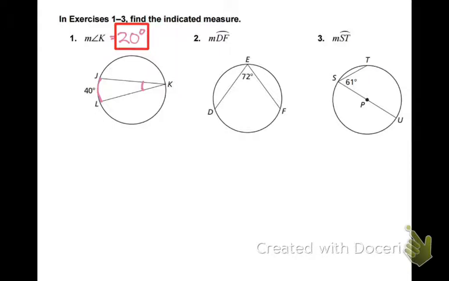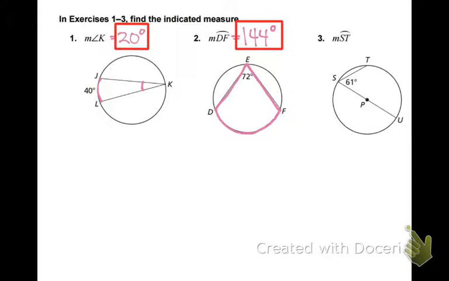Number 2, find the measure of arc DF. Arc DF corresponds with angle E, which is 72 degrees. The angle is half the arc. The arc is double the angle. So what's the measure of arc DF? 144.